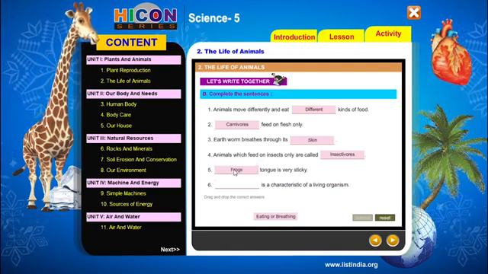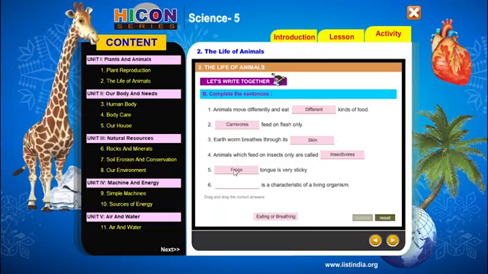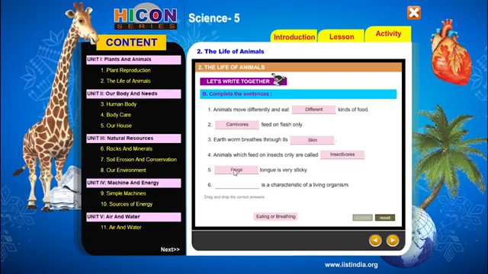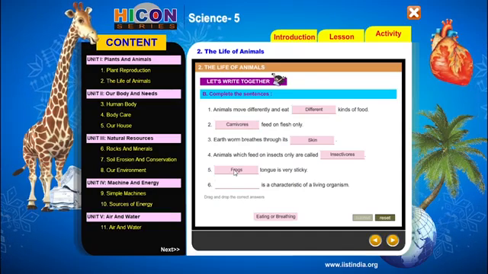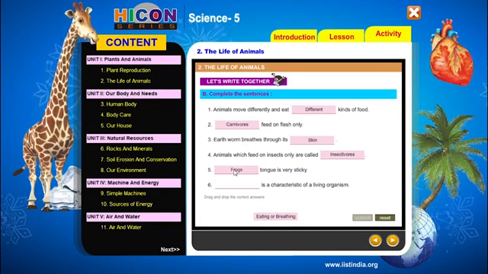So, frog's tongue is very sticky. So, children, the frog catches its prey with the help of its sticky tongue. That means it moves out its tongue towards the prey and the prey will stick to its tongue, and it will quickly pull its tongue into its mouth and swallow the insect. So, in this way, the frogs will catch their prey. Their tongue is very helpful in catching the prey.